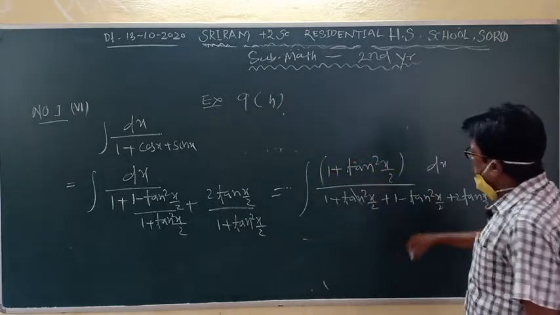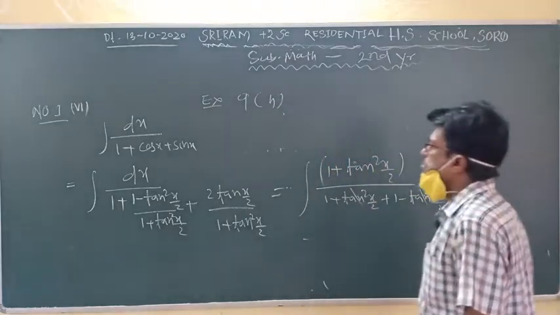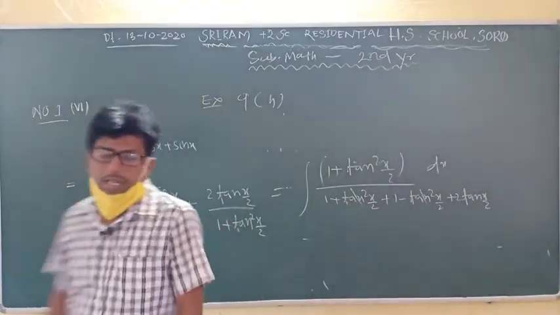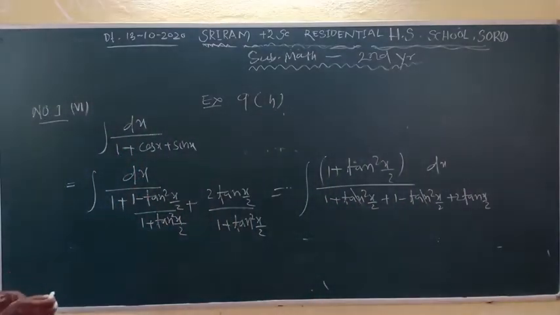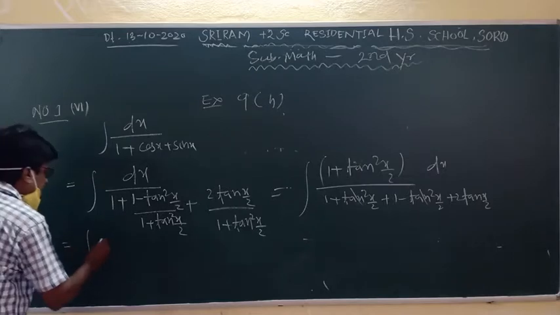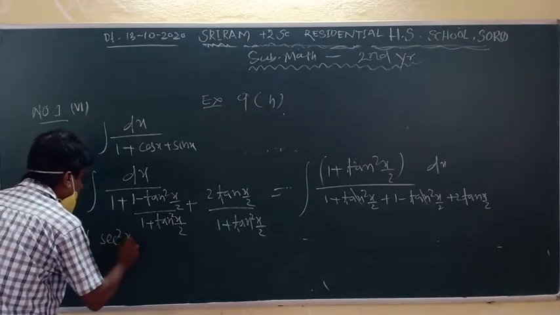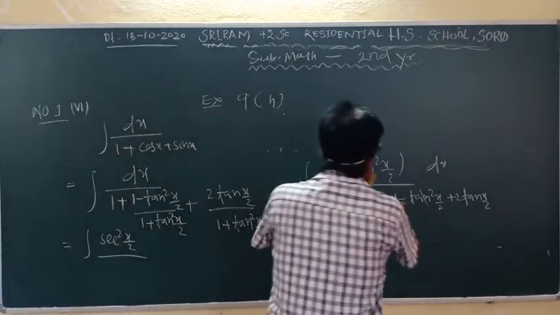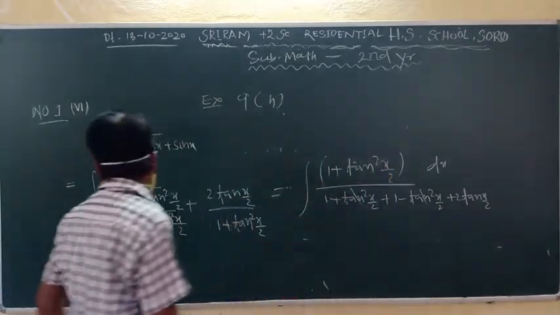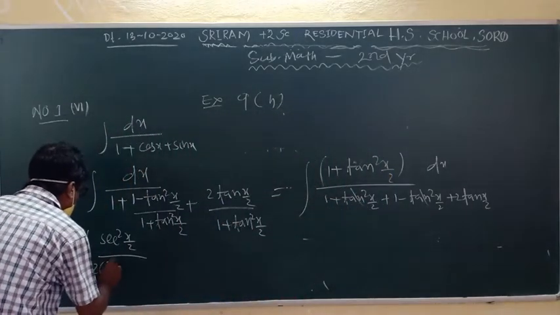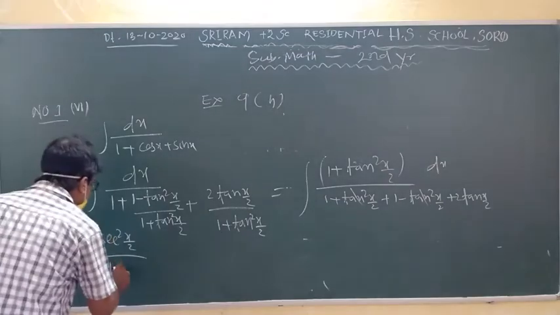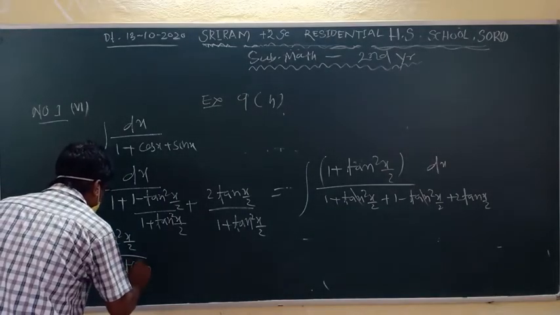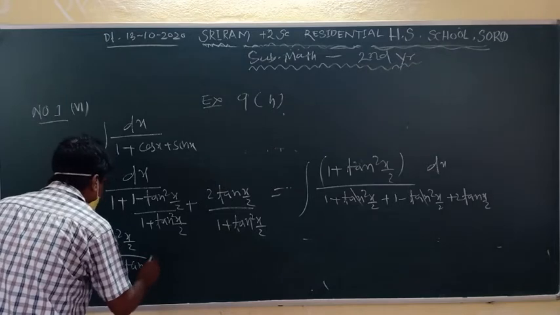Here plus tan square x by 2 minus tan square x by 2 cancelled, and the numerator part 1 plus tan square x by 2 is sec square x by 2, whole divided by 1 plus 1, which is 2, plus 2 tan x by 2. So taking 2 common, 1 plus tan x by 2, dx.